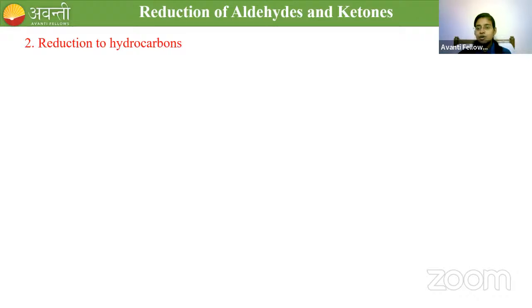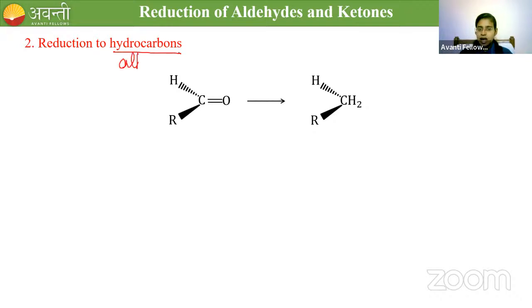Reduction to hydrocarbons. Aldehydes and ketones can be reduced to hydrocarbons. Hydrocarbons means hydrogen and carbon containing compounds, which are basically alkanes. Here we will mainly focus on alkanes. Alkanes, alkenes, and alkynes are all hydrocarbons, right? So here the aldehyde will be converted to alkanes.